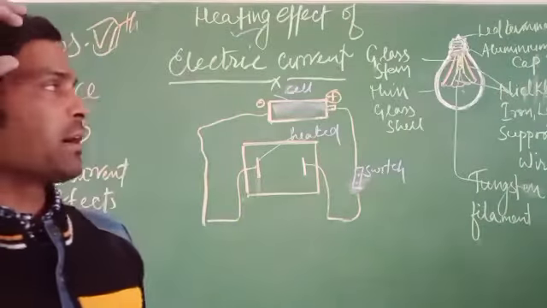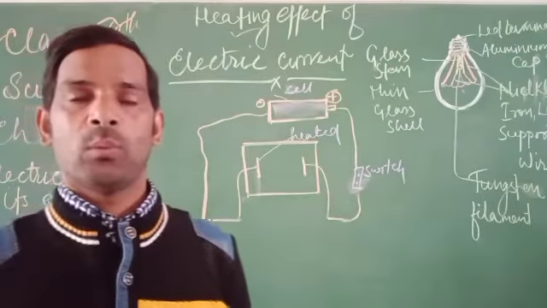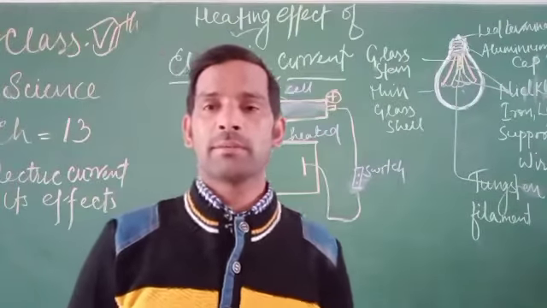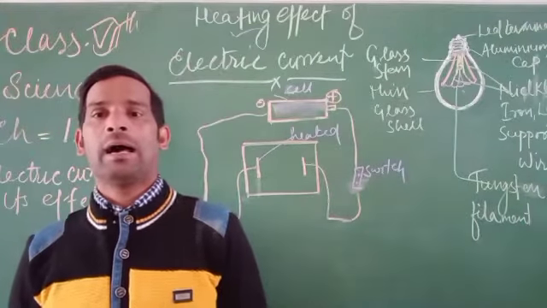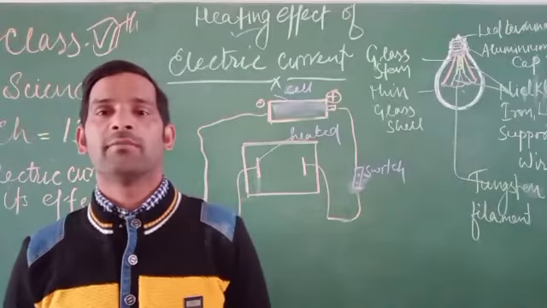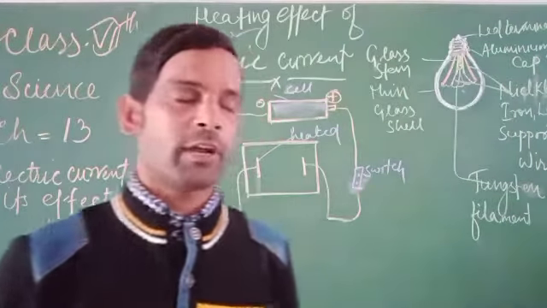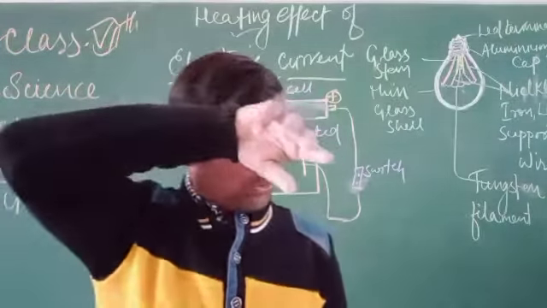In this method, we see that a lot of appliances work. What are these? The electric geyser, electric heater, electric toaster, electric iron. All these electrical appliances work on the basis of the heating effect of an electric current.